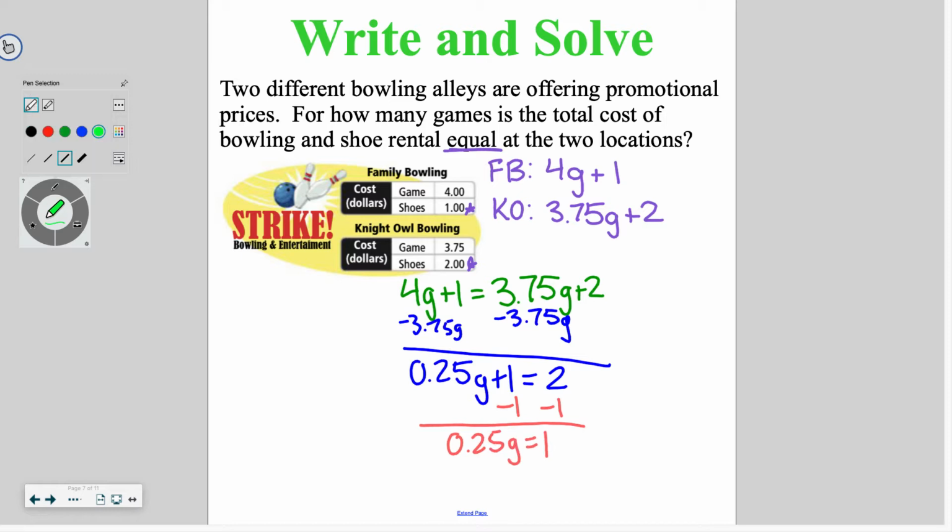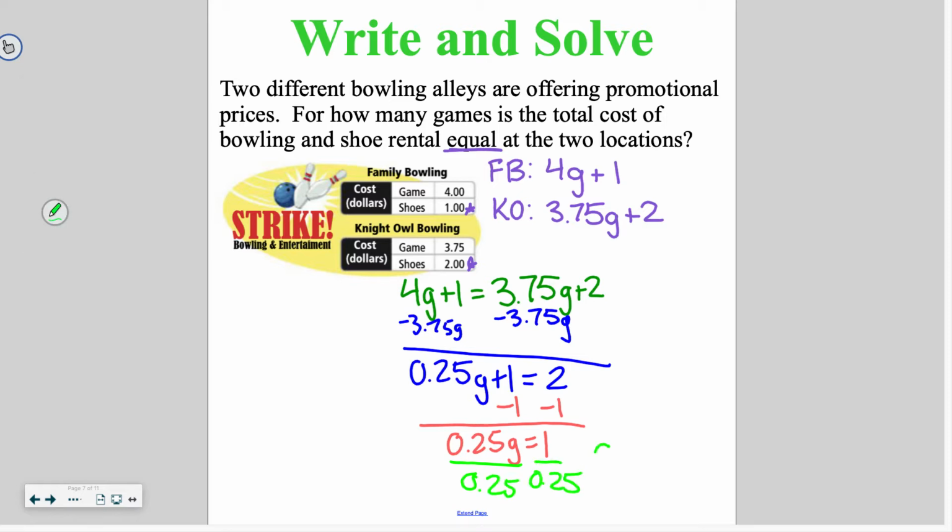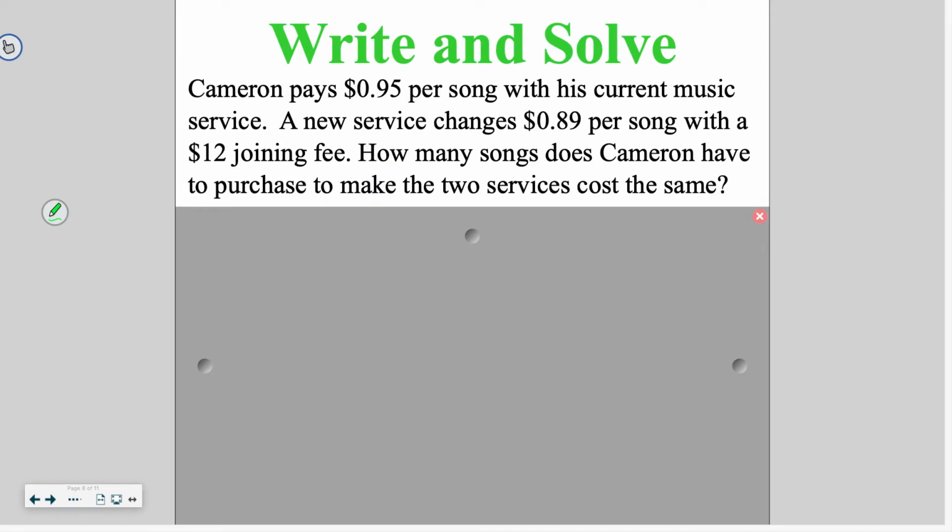When I divide by 0.25 on both sides, I find out that g is equal to 4 games. So when the person plays 4 games, the price is going to be the same at both bowling alleys. Go ahead and try this one on your own.